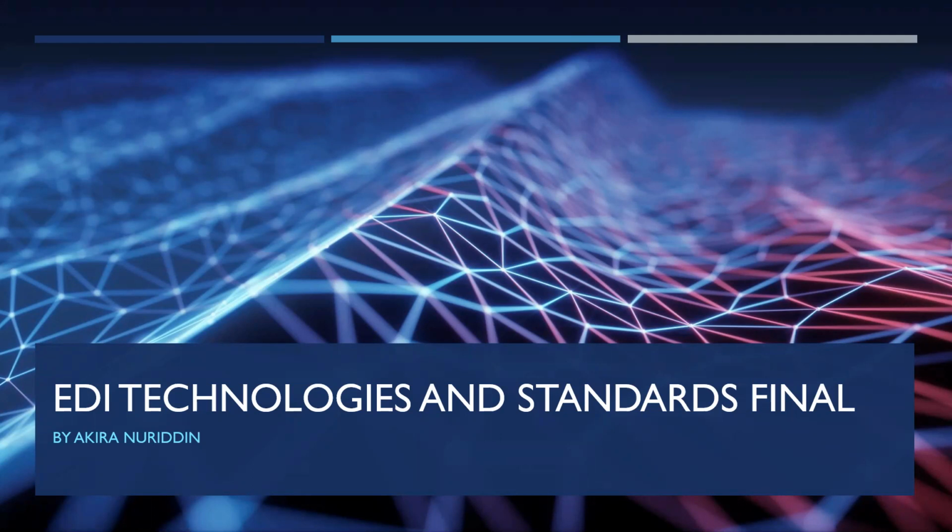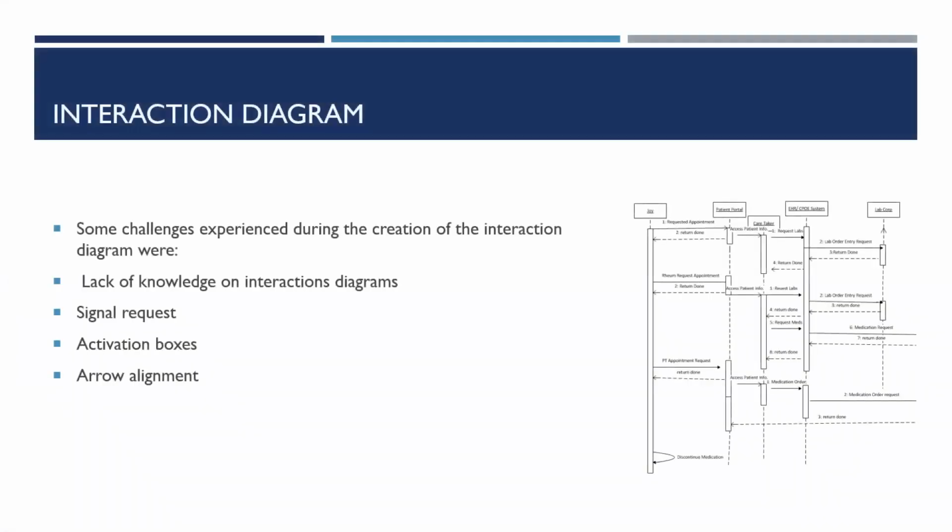So we're going to go into part one, where we created three UML diagrams, and I'm going to start with the interaction diagram first. So on your right, you have the interaction diagram. You can see the different requests and returns between the patient portal, caretaker, EHR, CPOE system, and then the LabCorp system.